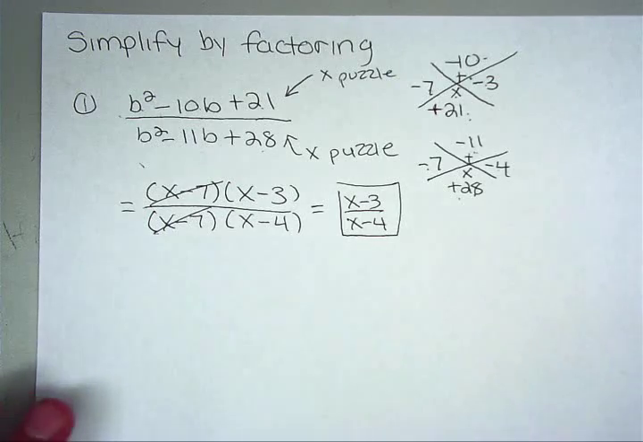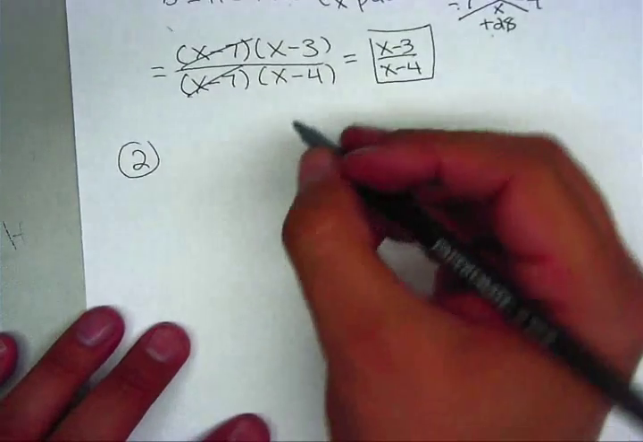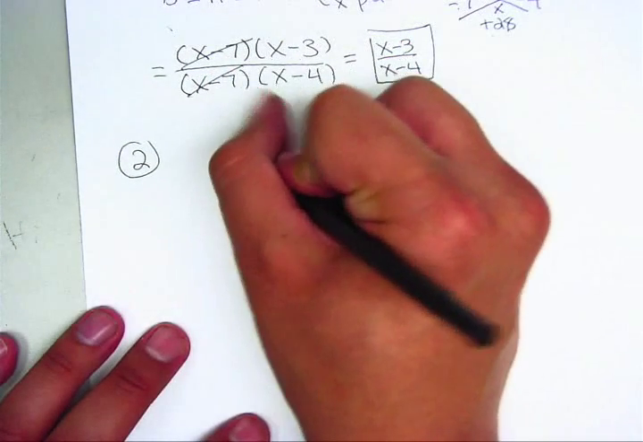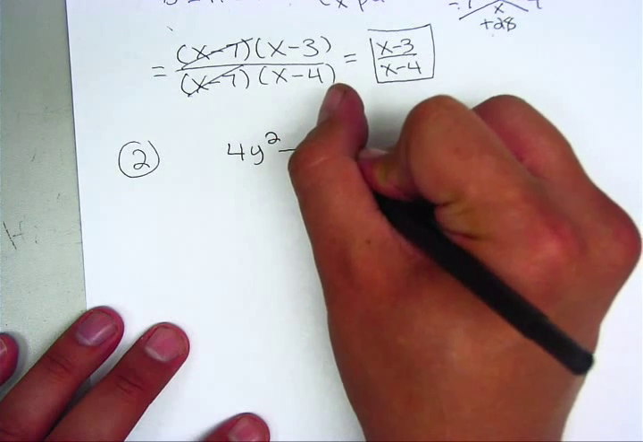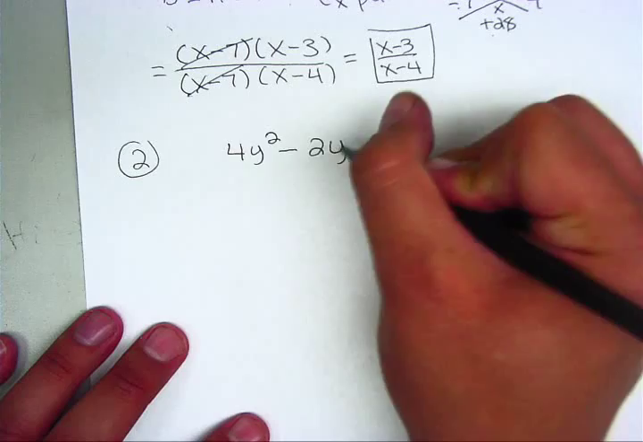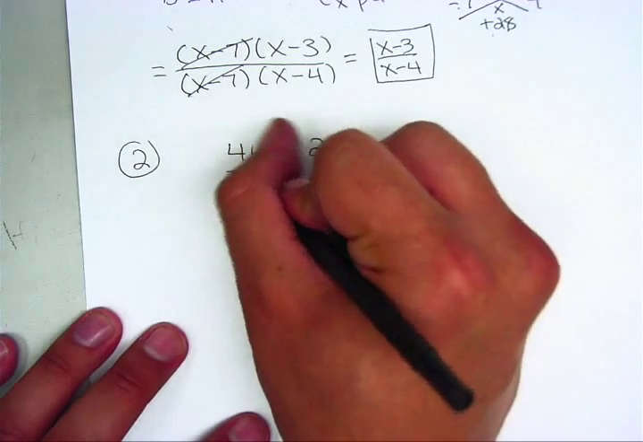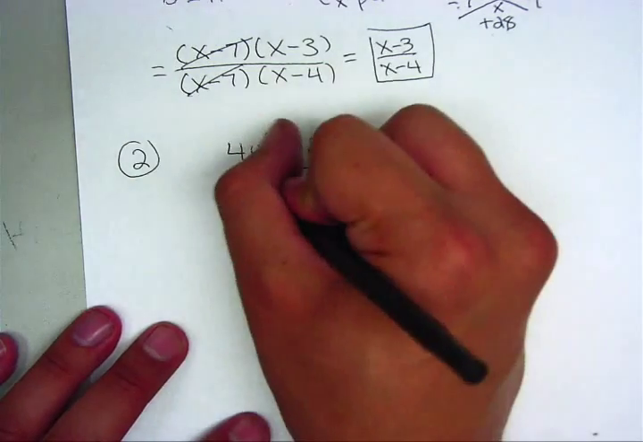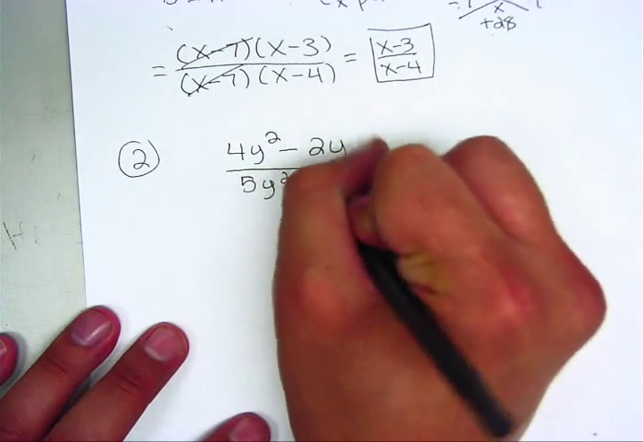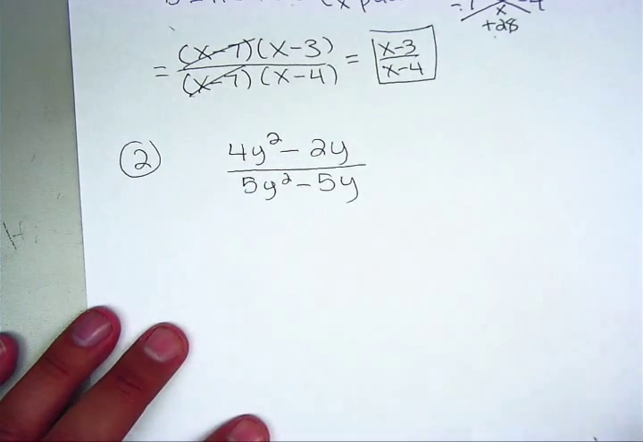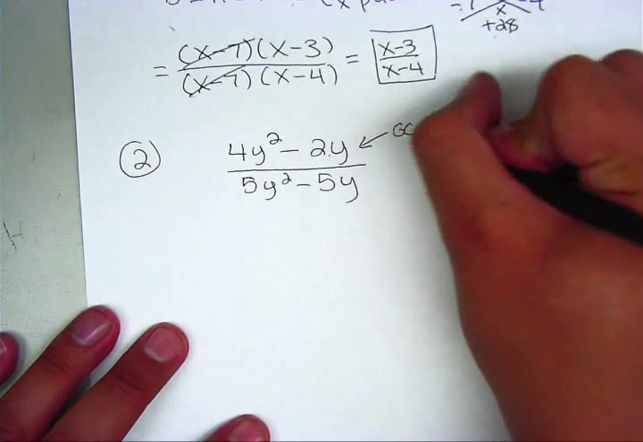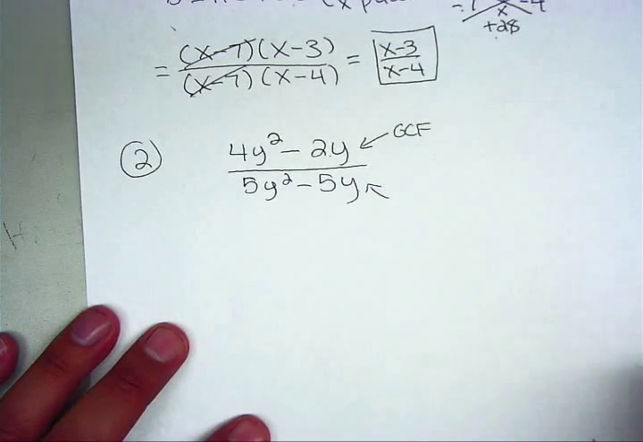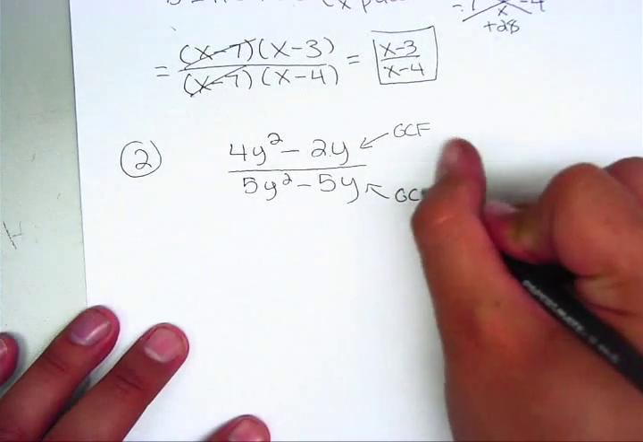Another problem that we're going to look at today is, how do I simplify by factoring 4y squared minus 2y over 5y squared minus 5y. On top, this is not the difference of two squares, but it's a GCF. On bottom, I'm going to factor also using GCF.